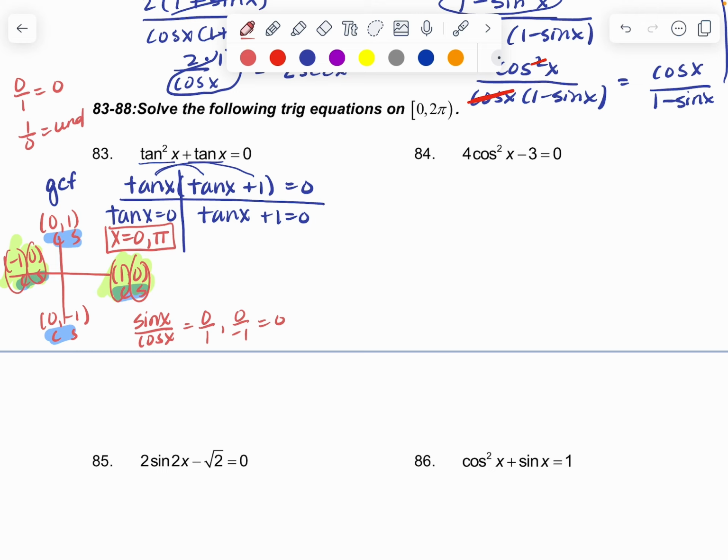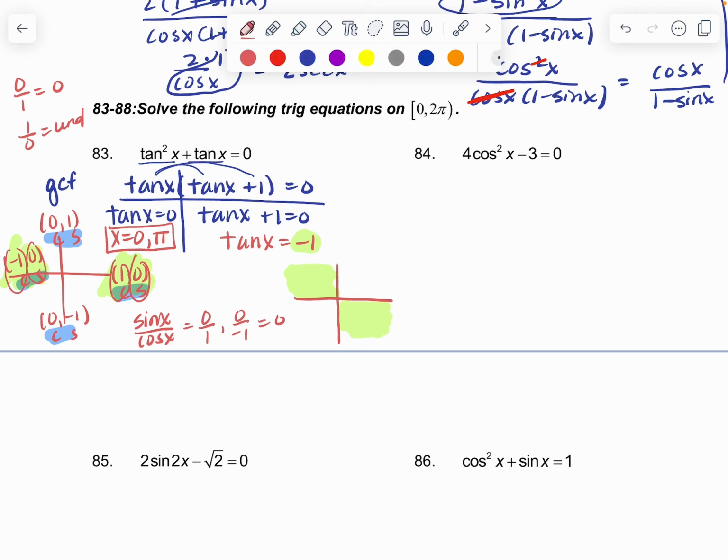Now this one, if I move the 1 to the right-hand side, I'm going to get tangent of x equals negative 1. That is actually on my chart. So let's draw this out. Where is tangent negative? According to all students take calculus, tangent is going to be negative in quadrant 2, and it's going to be negative in quadrant 4. The reason why I'm picking those is because the tangent is a negative 1.